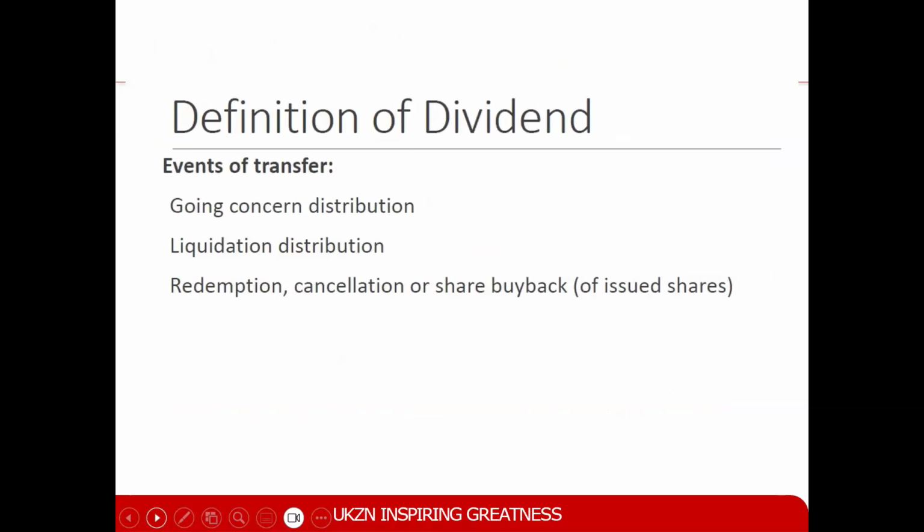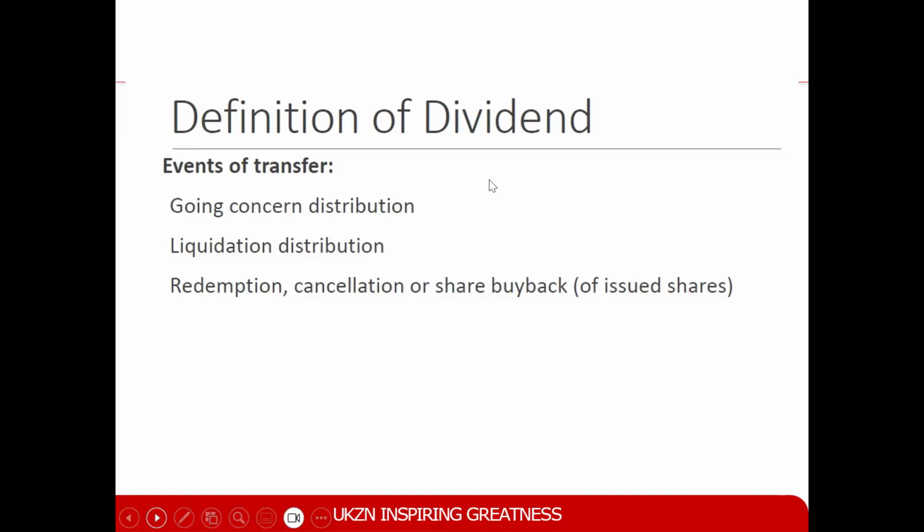So events of transfer, of course, include a going concern distribution. So the company is a going concern. Sometimes the company is liquidated. So sometimes we've come to the end of the road, unfortunately. So you guys, because you do have shares, you've got what's left in the company. Let's get it distributed amongst ourselves. Then there is redemption, sometimes cancellation or share buyback. Sometimes the company is just buying back the shares.